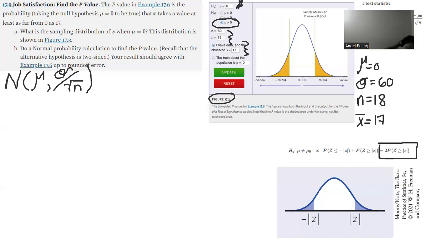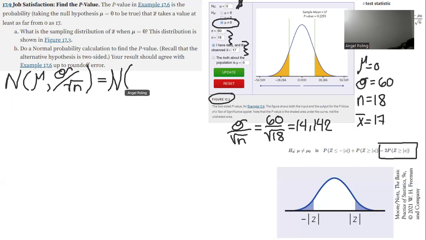Okay, now we might want to find sigma divided by root n, which is the standard deviation of the sampling distribution. So 60 divided by the square root of 18 gives me 14.142. So our distribution here is normal with a mean 0 and a standard deviation of 14.142.